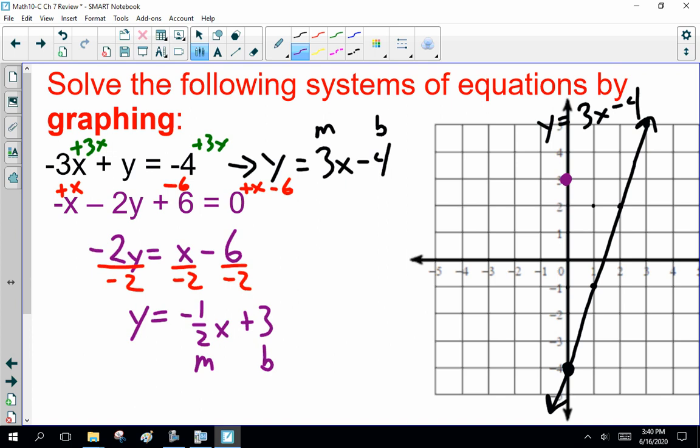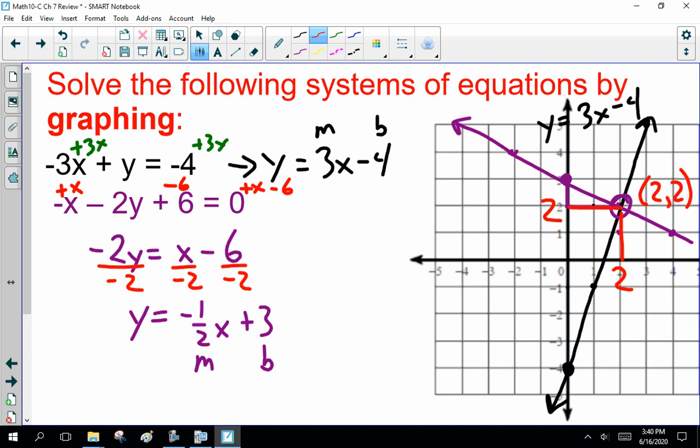B is 3 plus 3, and my slope is minus a half. I go down 1 and over 2, and there we go. So there's my line. And where does it cross? Right here at x equals 2 and y equals 2, or 2 comma 2.